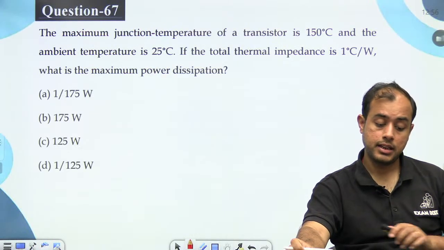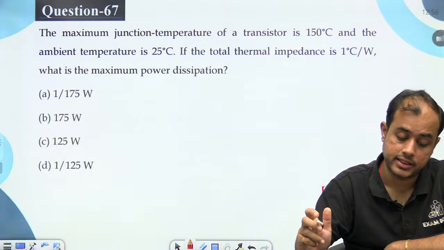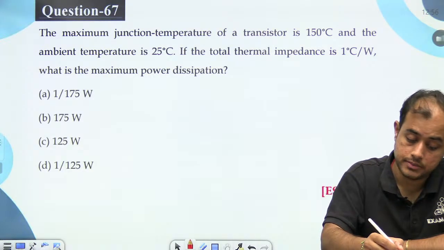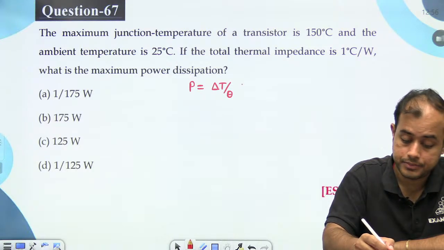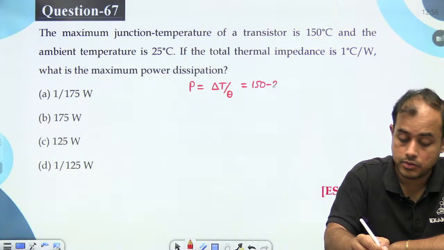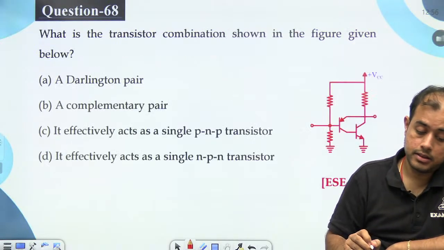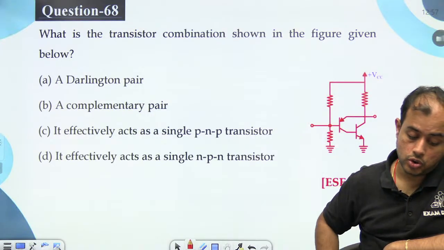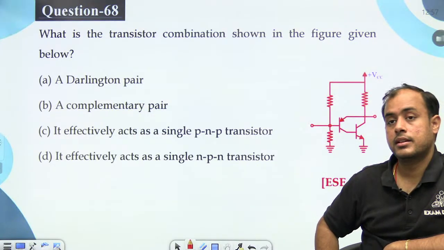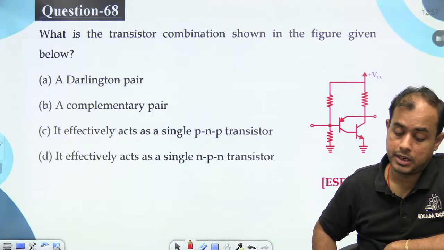अगला देखते हैं. Maximum junction temperature is 150, ambient temperature is 25, power dissipation: delta T by theta, 150 minus 25 by 1, तो 125. ठीक है. Transistor combination shown in the figure below.